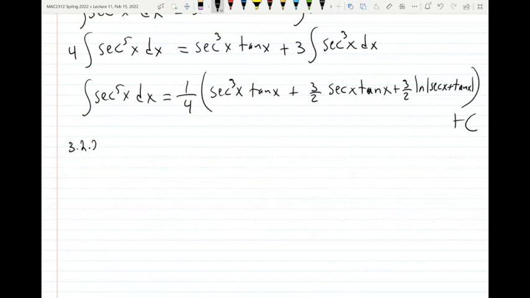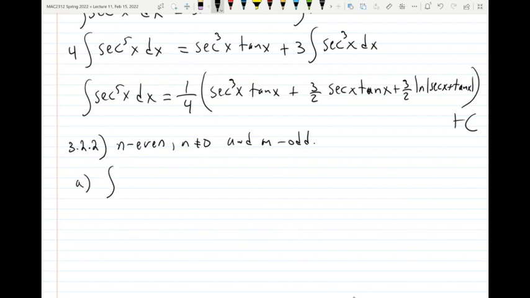So 3.2.2 is what happens when we have an even power of tangent and different than 0, because we already discussed the equal to 0 case above. And then, of course, the power of secant is odd, okay? So typical examples would be, I'm just going to do the simplest one that can show up, because any other is exactly the same idea.